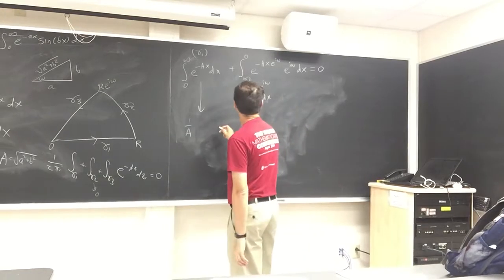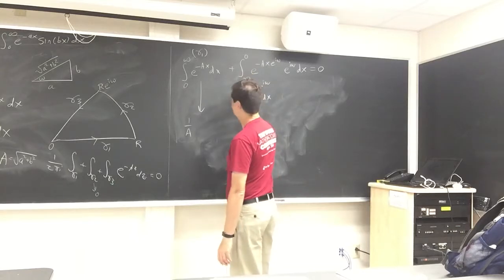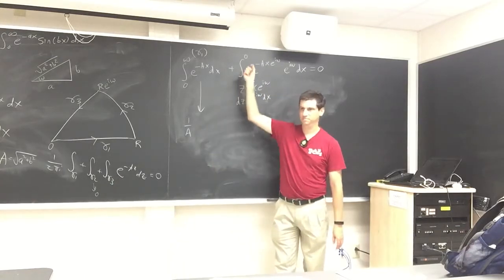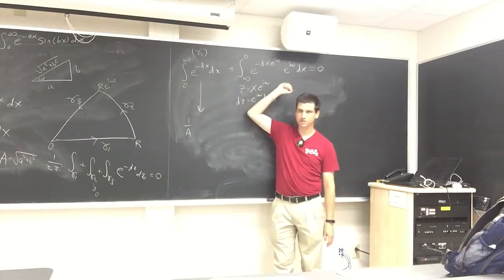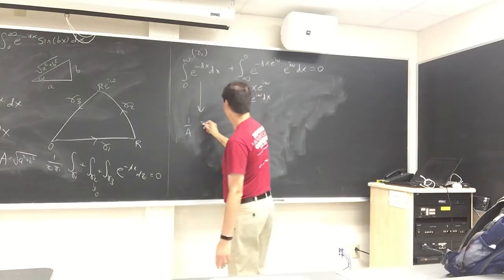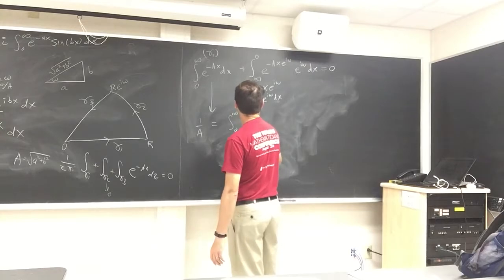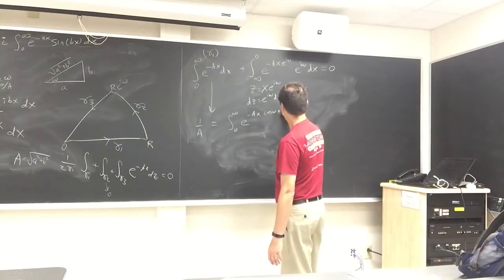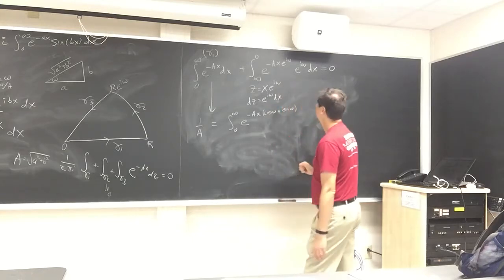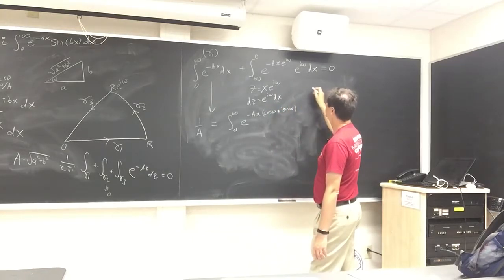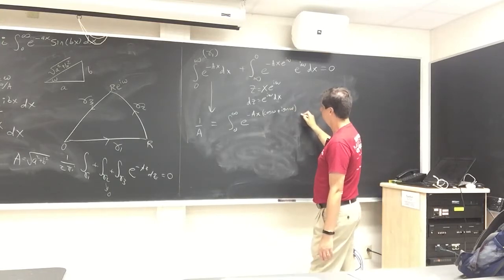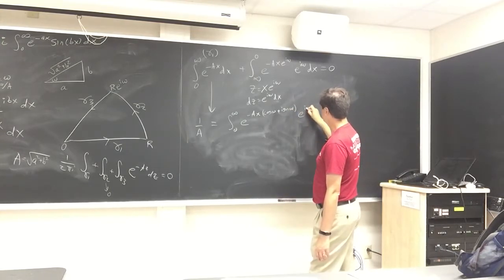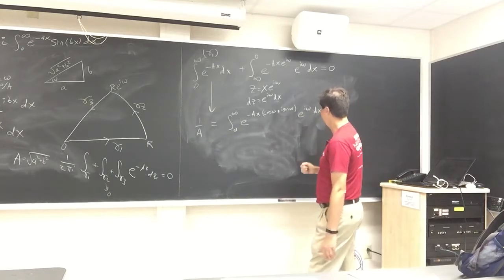Now this one, I want to flip the order of integration. That's going to cost me a minus sign. Right? Well, if it's minus, let's bring it over to the other side. So that will equal the integral from 0 to infinity of e to the minus ax. Now, e to the I omega is cosine omega plus I sine omega. And then we'll have e to the I omega dx.